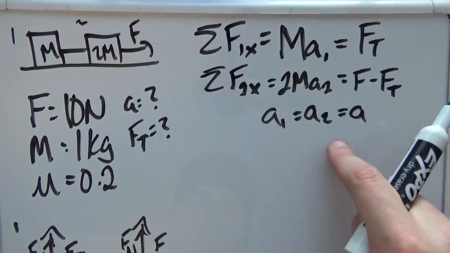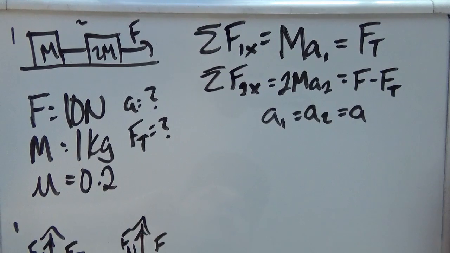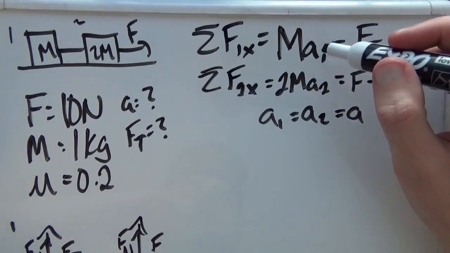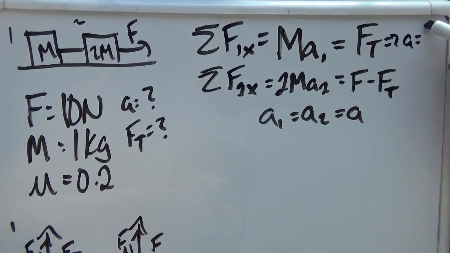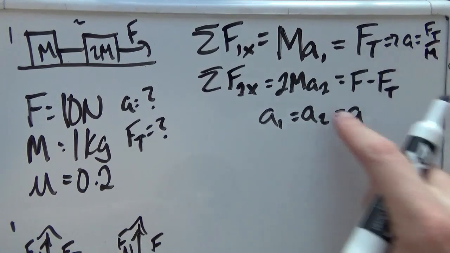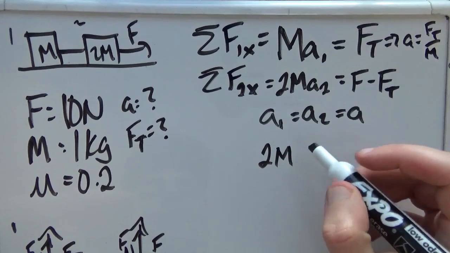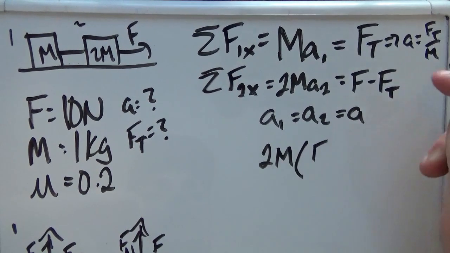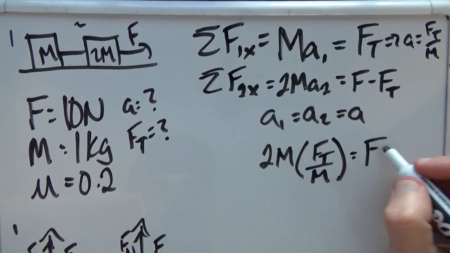So these two are equal, meaning we could plug in here, and I'm going to do that because it's going to be more consistent on following problems. So I'm going to solve this one for a. If we solve for a, it would just be a equals Ft divided by M. Straightforward. And then I'm going to plug this in to our a here, since it's the same a: 2M times what we plugged in for a, Ft over M. And that's equal to F minus Ft.